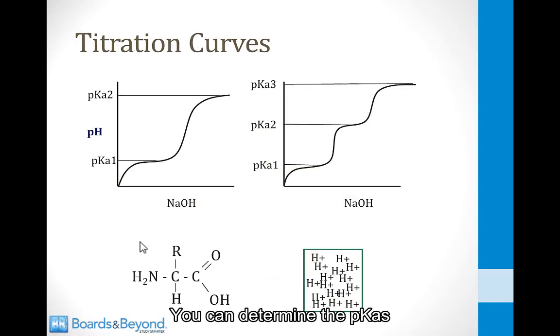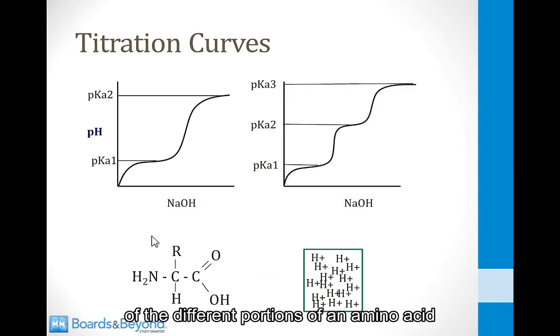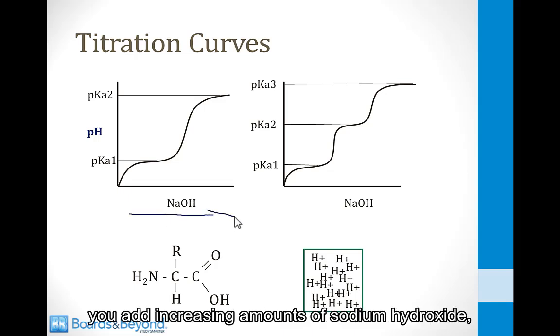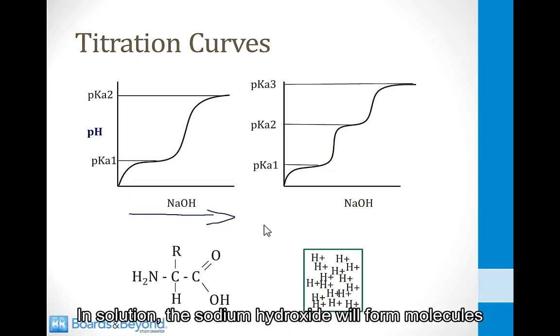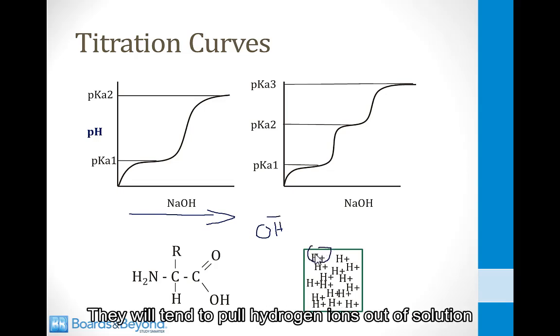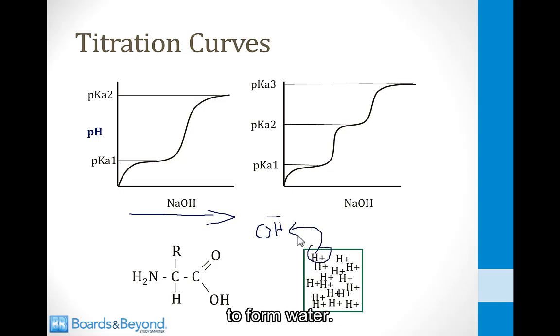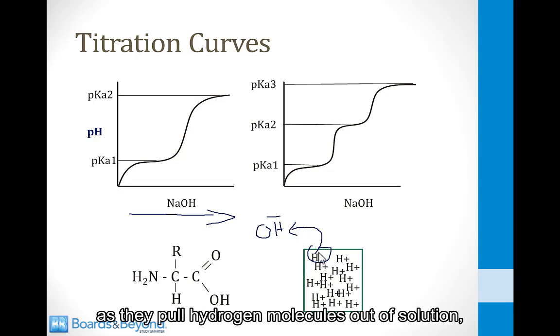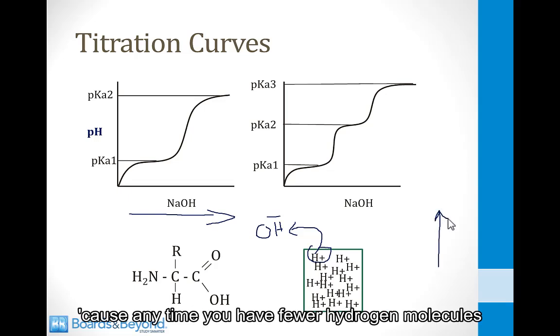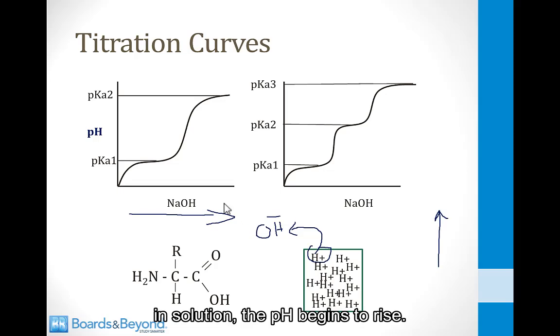You can determine the pKa's of the different portions of an amino acid by performing a titration experiment. In a titration experiment, you add increasing amounts of sodium hydroxide, which is a base. In solution, the sodium hydroxide will form molecules that are OH negative. They will tend to pull hydrogen ions out of solution to form water. What this means is, as they pull hydrogen molecules out of solution, the pH will start to rise, because anytime you have fewer hydrogen molecules in solution, the pH begins to rise.